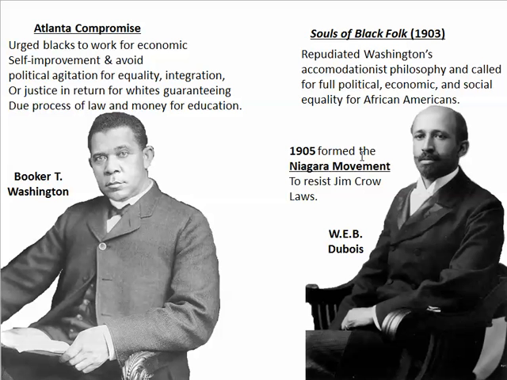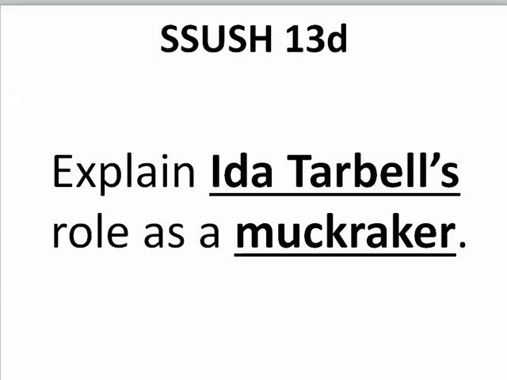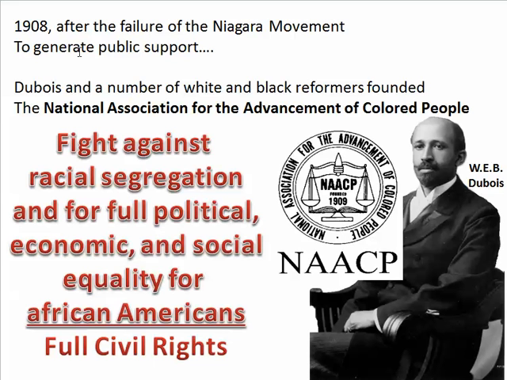And so in 1905, W.E.B. Du Bois formed what's called the Niagara Movement to resist the Jim Crow laws that were being passed during this segregationist period. And it was W.E.B. Du Bois in 1908, after the failure of the Niagara Movement to generate any public support or financial support, who met with a number of white and black reformers and founded the National Association for the Advancement of Colored People.